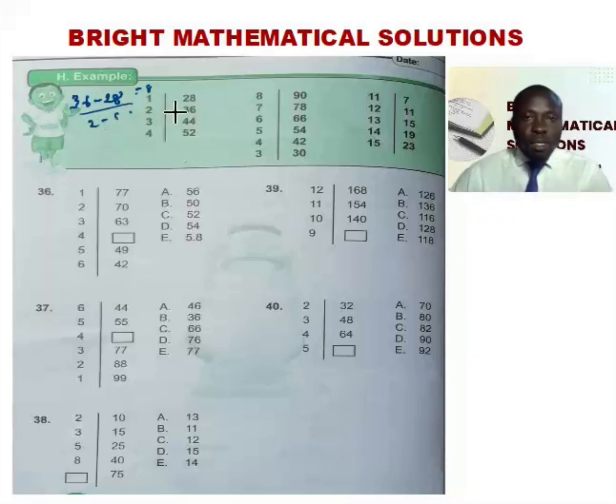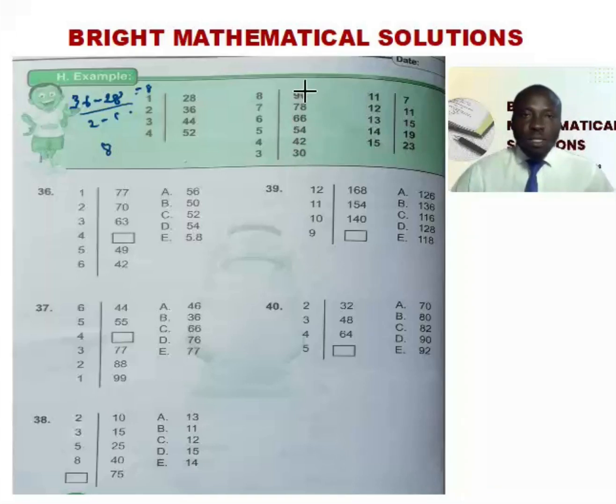Let us test for the second one, 44 minus 36. The difference there is also 8. And this is 2 and 1, the difference is 1. So 52 and 44, so the difference is 8. So we are looking at difference here. So let us look at the second one.